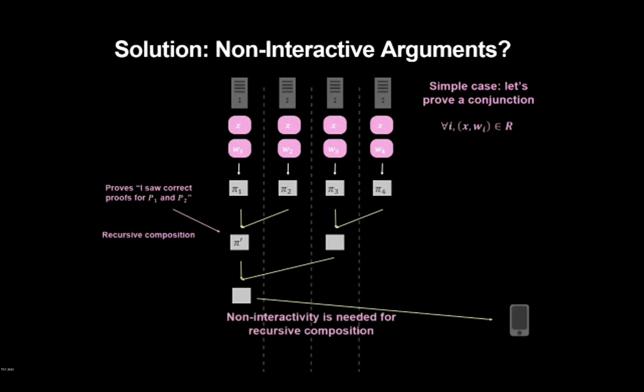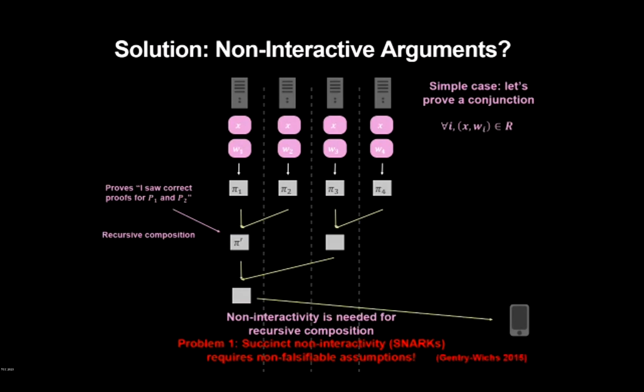But the catch is that in order to do this recursive composition, you kind of need non-interactivity. You need a succinct non-interactive argument of knowledge, and the non-interactive part is crucial here. And unfortunately, it was actually shown that if you want to use a SNARK, if you want these non-interactive succinct arguments, you actually need to make these very strong non-falsifiable assumptions. And so it's an important question whether you can do this without making these non-falsifiable assumptions.